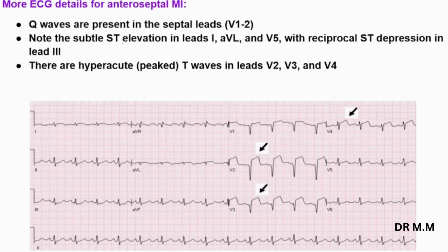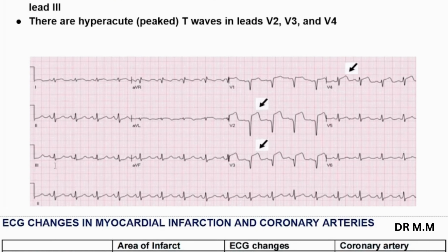Note the septal ST elevation in leads 1, AVL and lead V5. As we can see here, septal ST elevations in lead V1. We have it here in V1, lead AVL and lead V5. As we can see in this ECG clearly, with reciprocal ST depression in lead 3. Also we have reciprocal ST depression in lead 3, which we can see in this ECG.